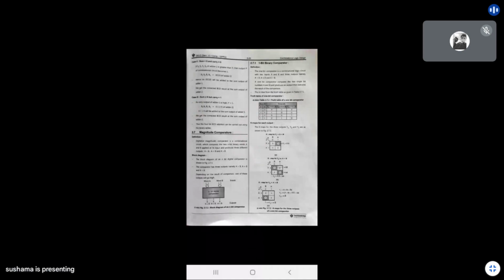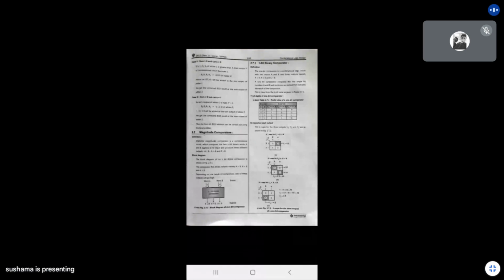y1 is equal to a less than b. When is it 1? For which condition is it a 1? A0, B1. A0, B1, yes.